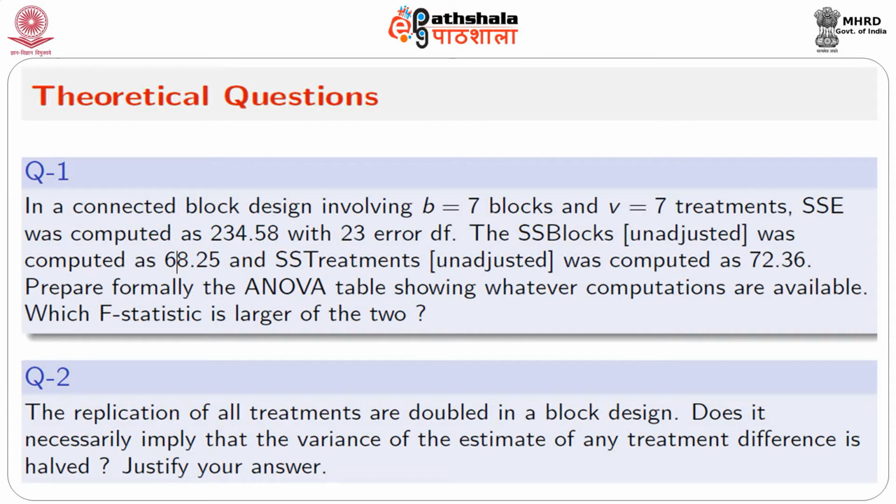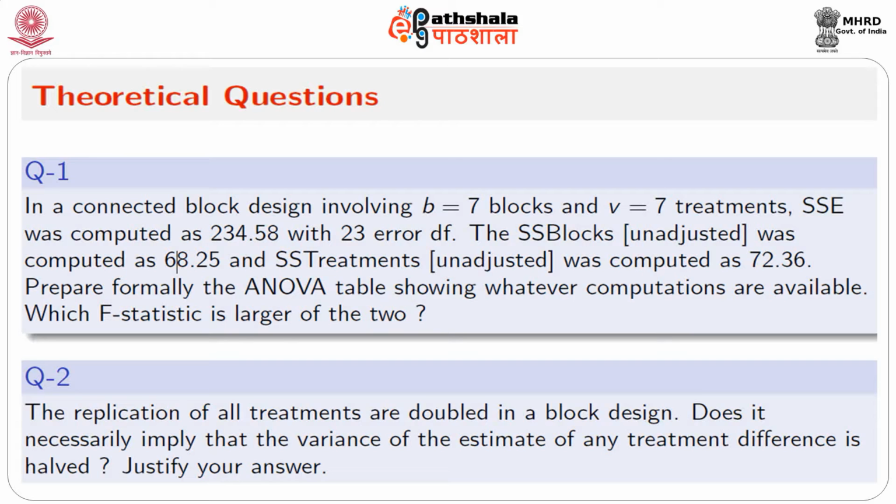So here is the first one. In a connected block design involving b equal to 7 blocks and v equal to 7, that is the number of treatments, sum of squares of error was computed as 234.58 with 23 error degrees of freedom. Now the SS blocks unadjusted was computed as 68.25 and the sum of squares of treatments unadjusted was computed as 72.36. So we need to prepare formally the ANOVA table showing whatever computations are available. And the question is, which F statistic is larger of the two?